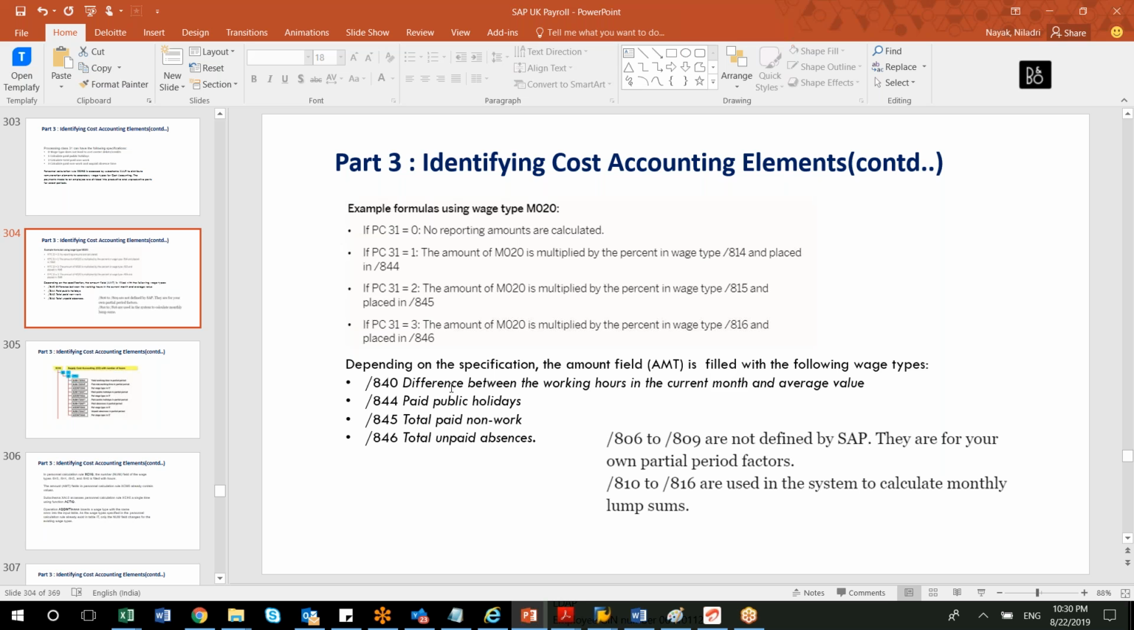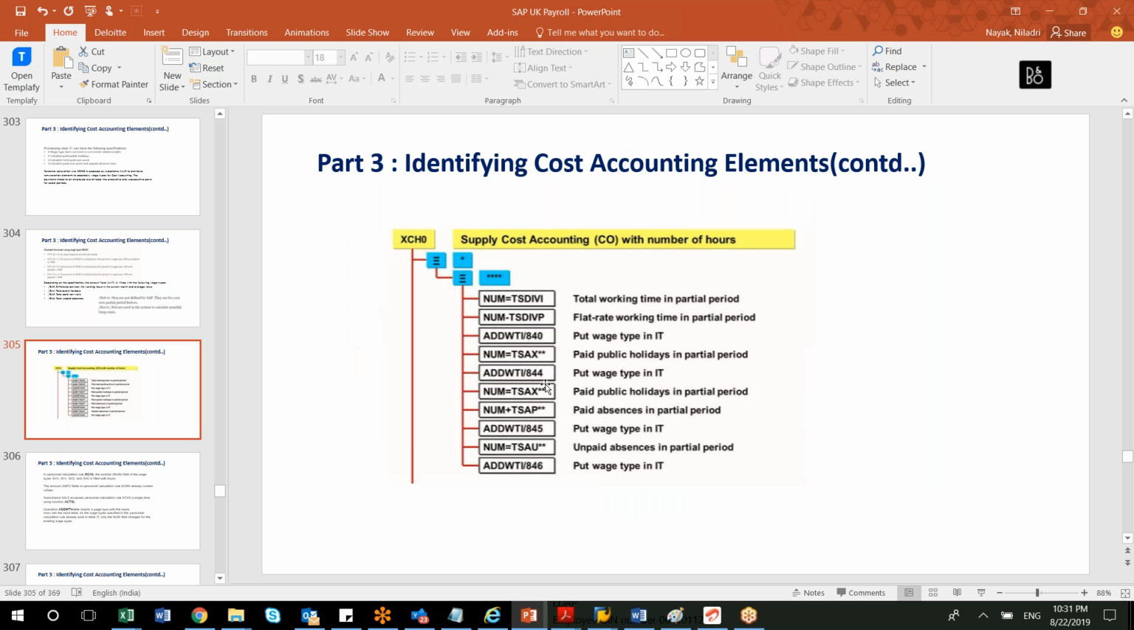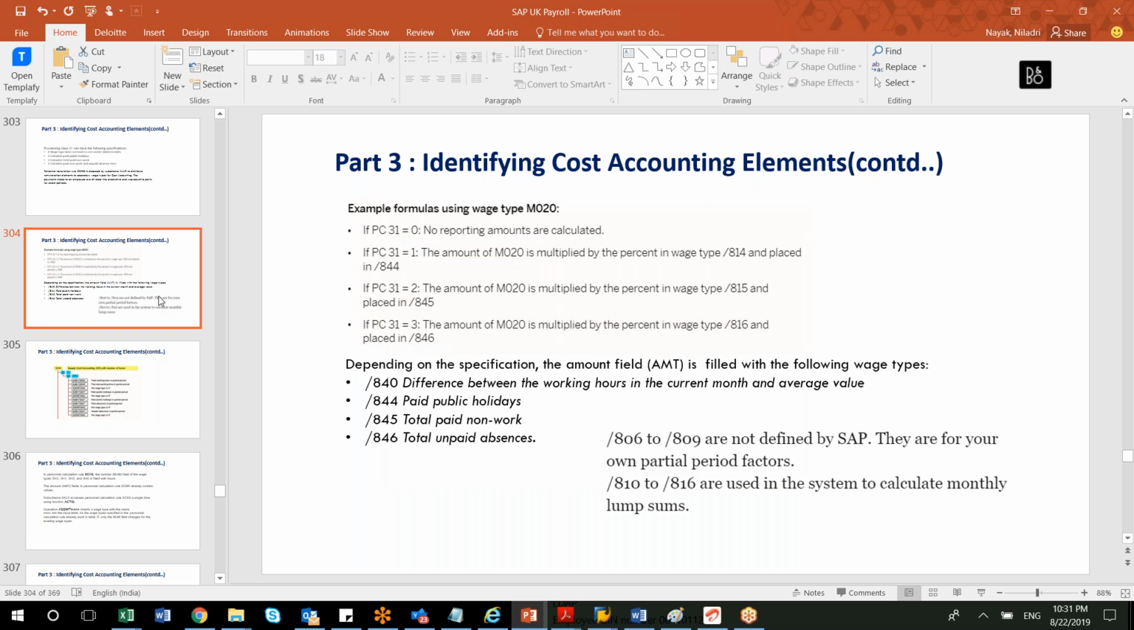After doing that calculation, it will add that particular value. In any scenario, in case of /844, which is about the paid public holidays, if you have any paid public holidays for that particular month, then the system will consider them. Otherwise, the system will just read and leave it.